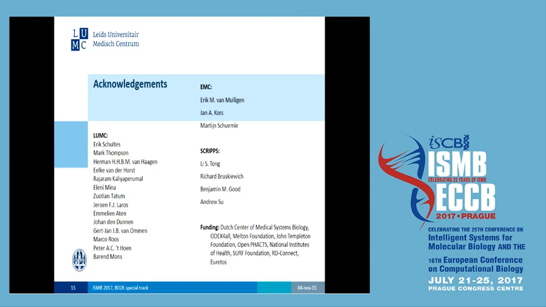So I'd like to end with acknowledgements of all the people involved from the LUMC, Leiden University Medical Center, and the Erasmus, where a lot of the algorithm knowledge started in the text mining pipeline, from the Scripps Institute, and the many funding organizations that funded this work. So, thank you.